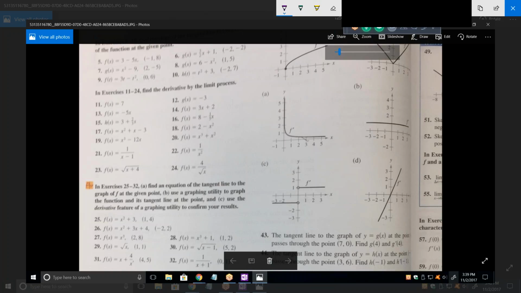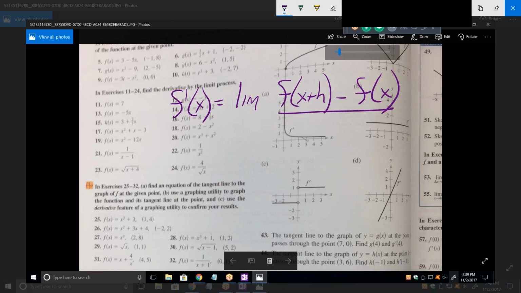All right. So here is the definition of what the first derivative of f of x is equal to: the limit of f of x plus h minus f of x all over h as h goes to 0.